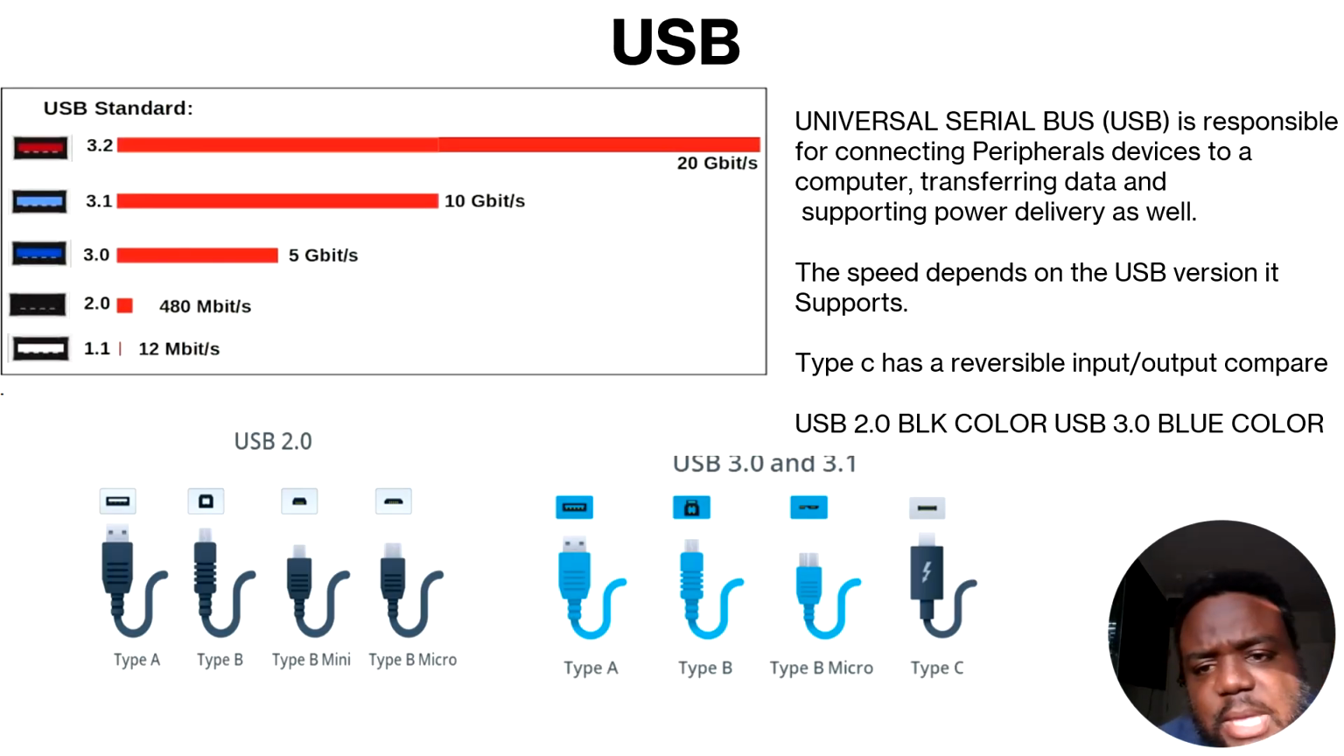The USB is responsible for connecting peripheral devices to a computer, transferring data and supporting power delivery as well. So you have your Type A used on PCs and charging. You got your Type B used for printers and scanners. You got your B mini used on older cameras, and your B micro that is used for older devices, older mobile devices such as cell phones and whatnot. And your Type C that allows devices to transfer more data at a faster rate.